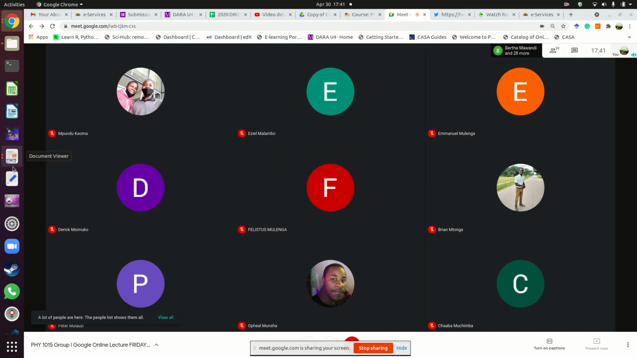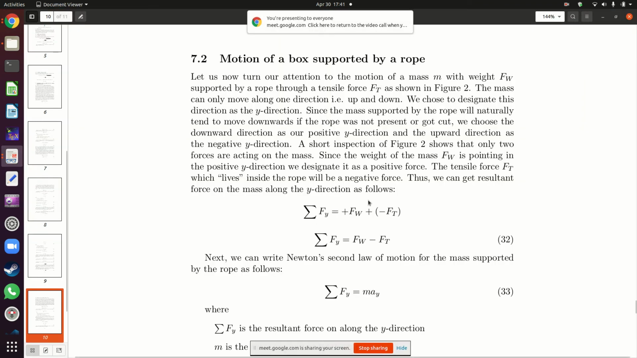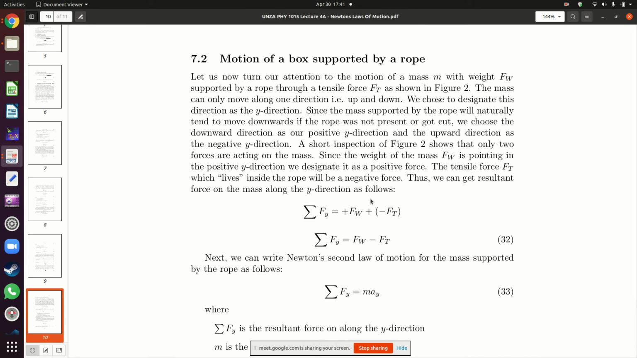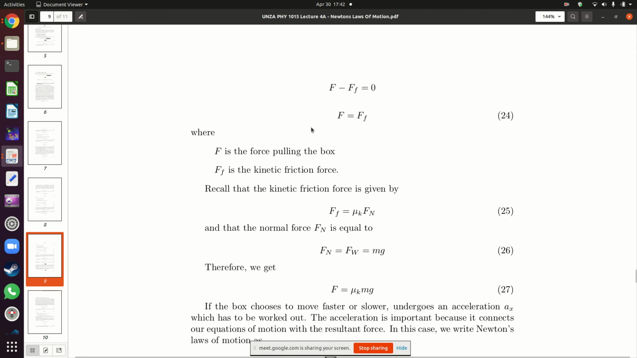The next type of problem we tend to give you is that of a mass supported by a rope. You have a mass hanging or being supported by a rope, as shown in figure 2.